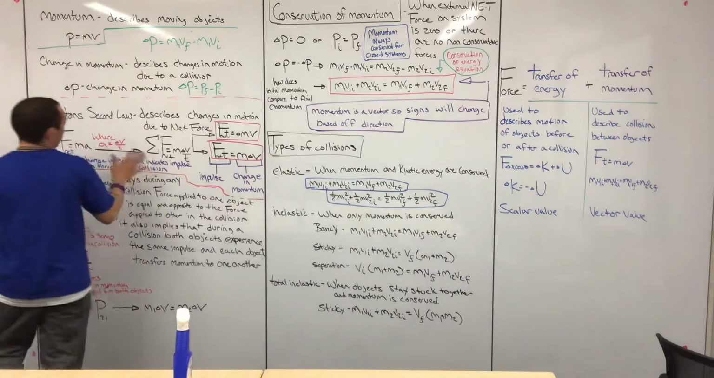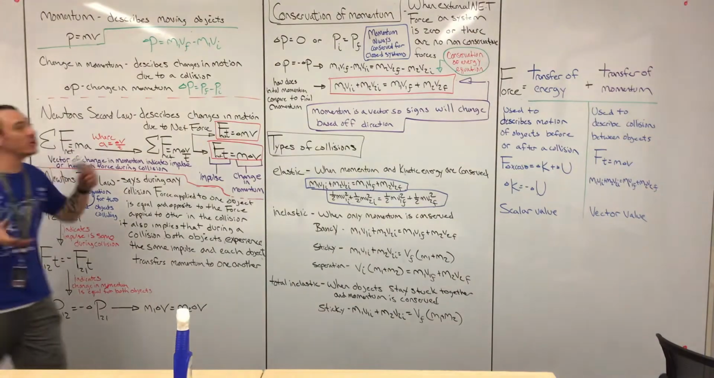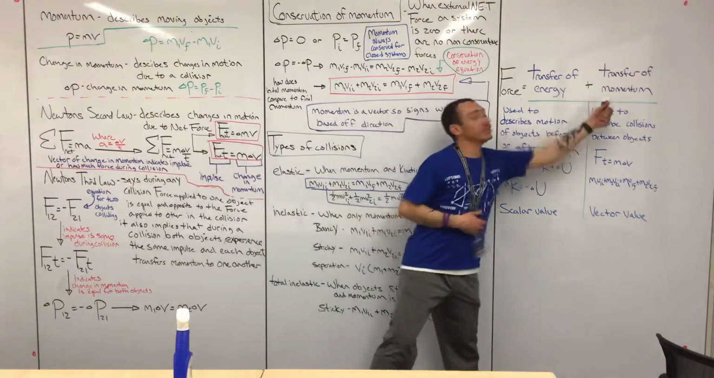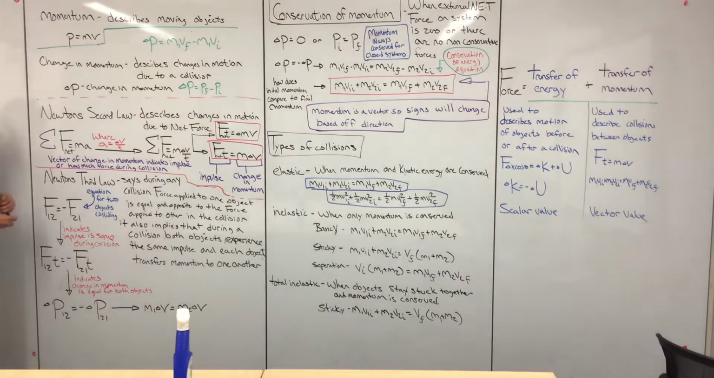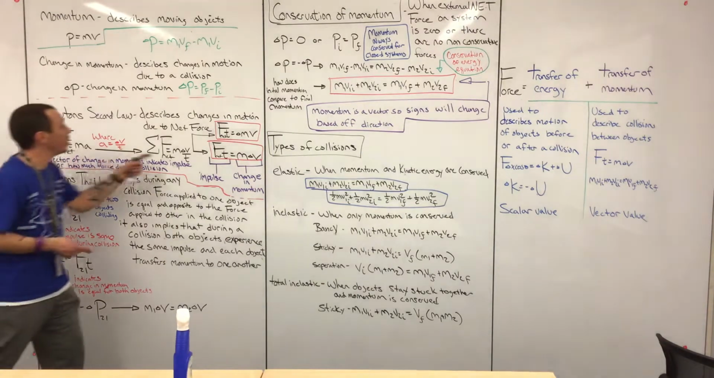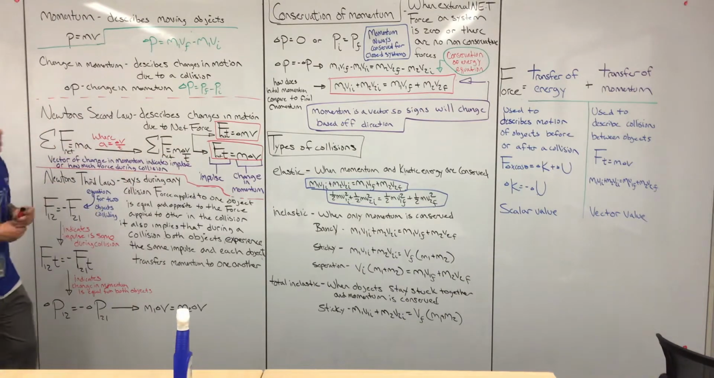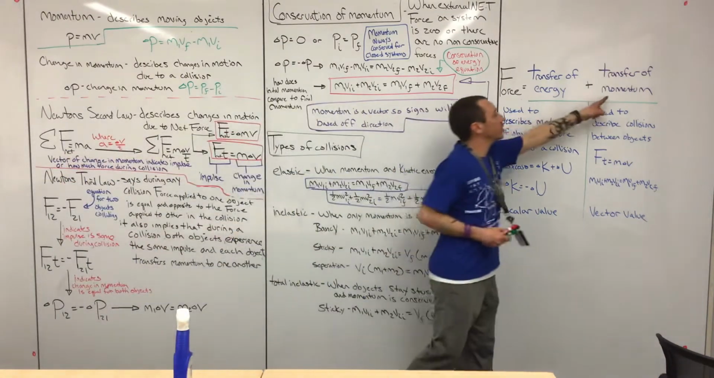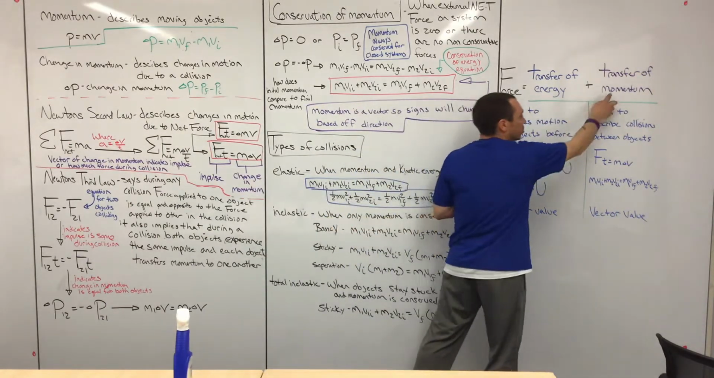When there's no net force, we know there's no transfer of energy and no transfer of momentum. But when there's a net force, we know there are going to be transfers of momentum. We can build up to that idea. Newton's second law describes changes in motion. When we apply a net force to something, we change its motion.